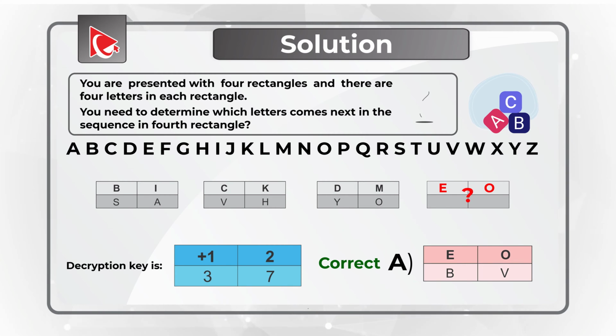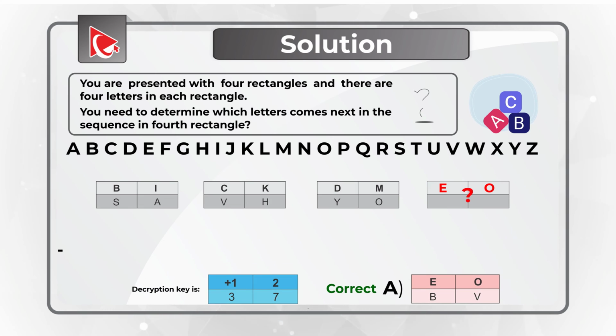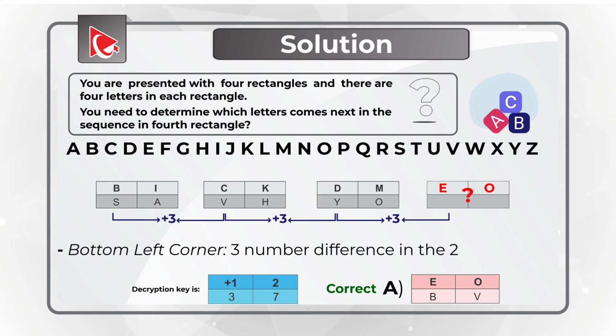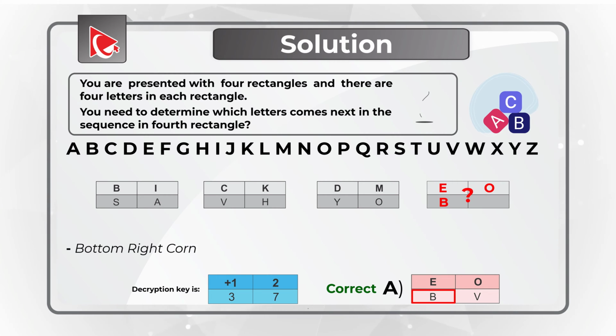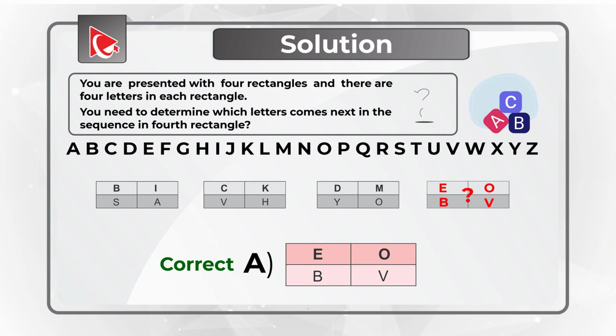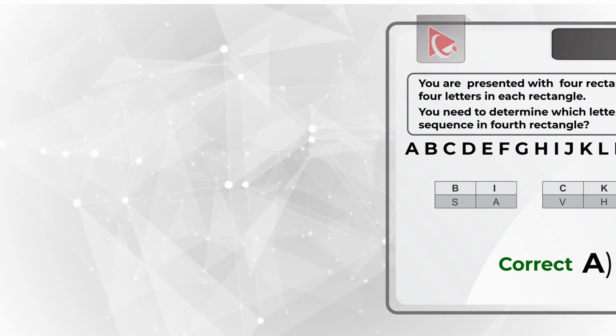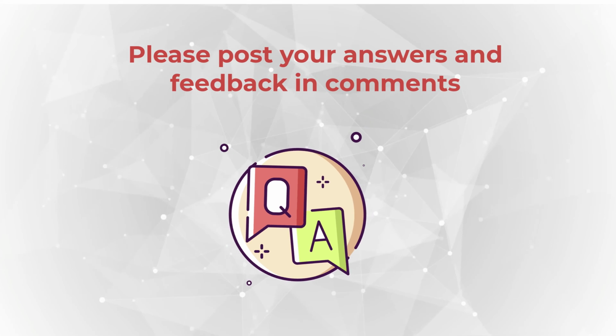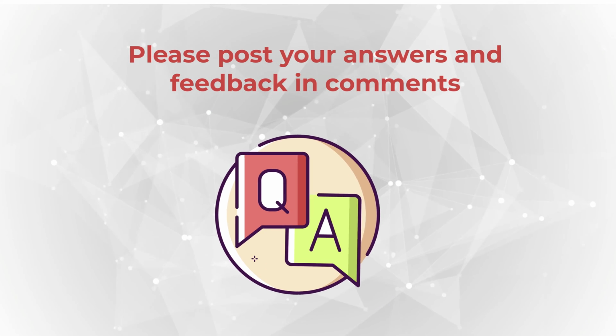But the question is done in such a way that you can continue the logic and determine the decryption key for the bottom row as well. If you're interested, in the bottom left corner, we have 3 number differences in the second row, and the correct choice here would be choice B. And in the bottom right corner, there is a 7 number increment, and the correct letter choice here would be choice V. So as I already mentioned, the correct choice here is choice A. Hopefully you've learned something, and now not just know how to answer similar problems in the test, but also learned about simple encryption and decryption logic you can use with the letters of the alphabet.